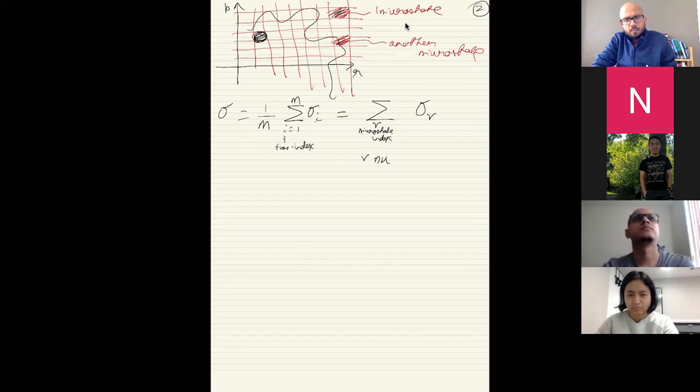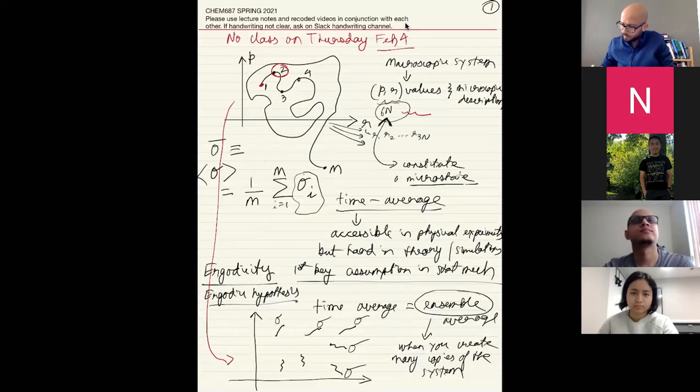Is that the same? Have I done everything, or am I missing something? I have to take into account the probability that the system will actually be found in that microstate. So this is not normalized clearly, so I have to do something else. Let me write it. I'm not erasing anything. So I have O nu multiplied by the probability that the system actually visits that microstate. That's the subtle thing here.